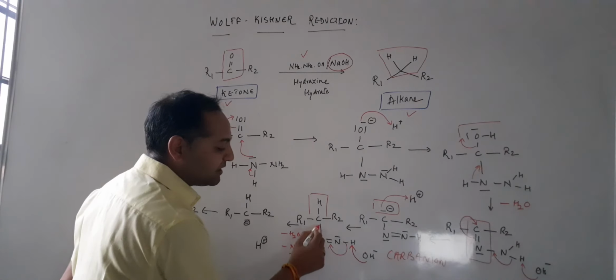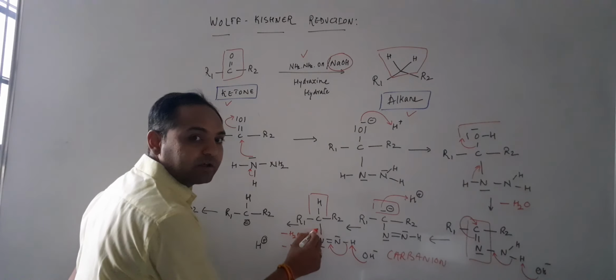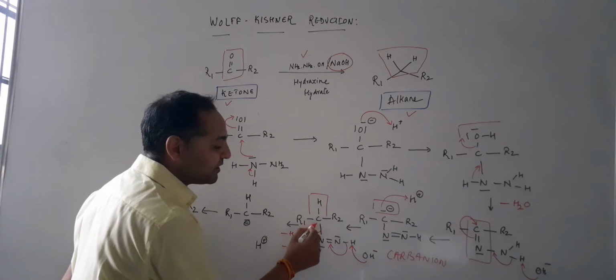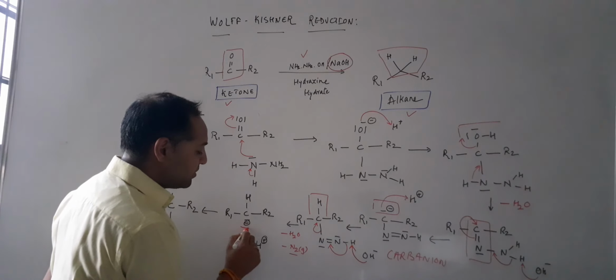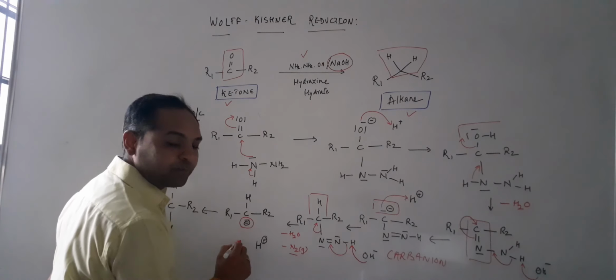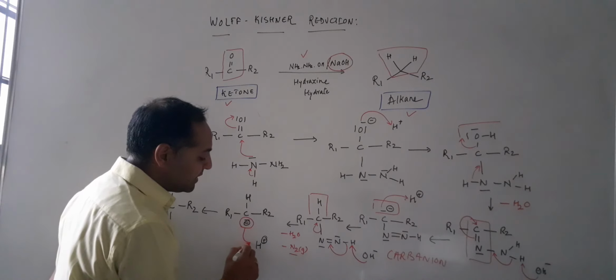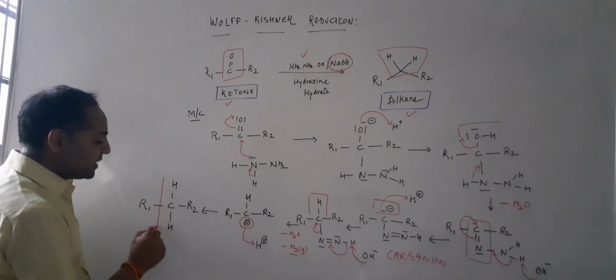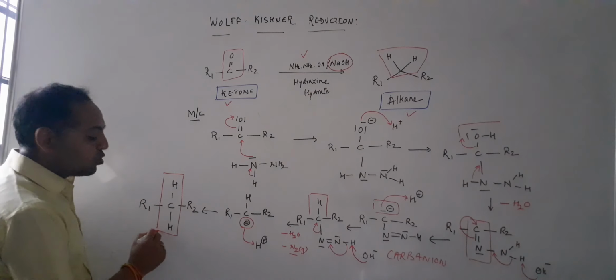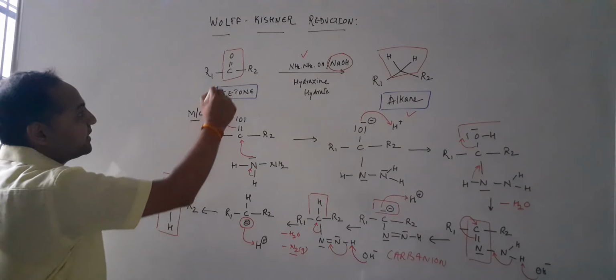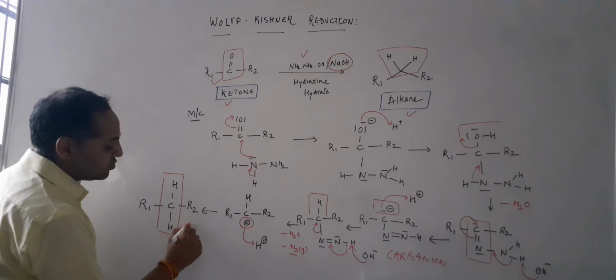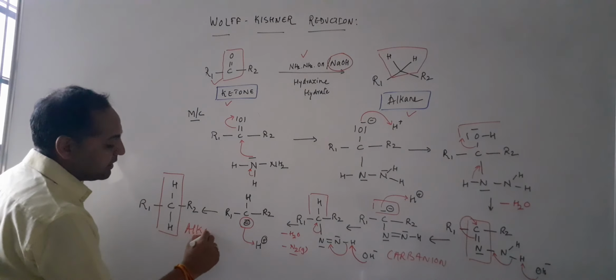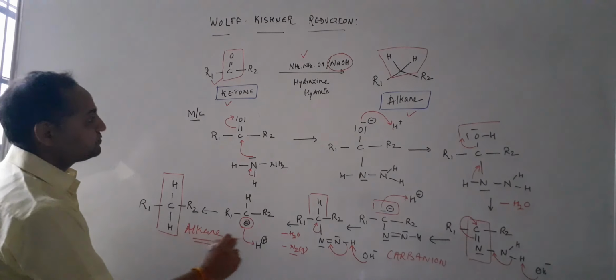At the same time, this carbon nitrogen bond breaks down, electron shifted on carbon. Again one more carbanion is formed, and again this carbanionic carbon accepts the proton, and in this way a CH2 group is introduced in place of the C double bond O. So in this way alkane is formed from the ketone.